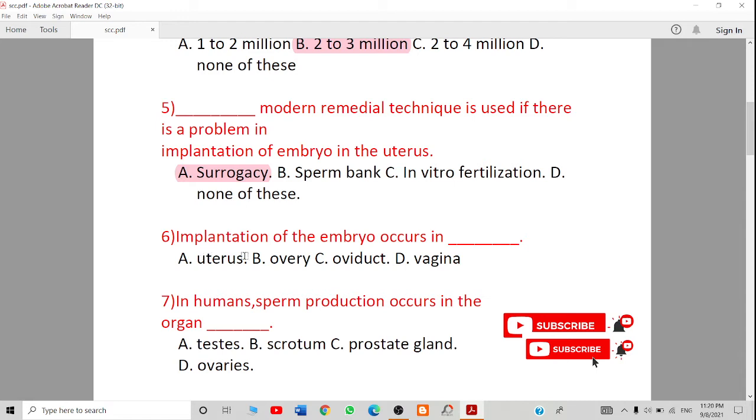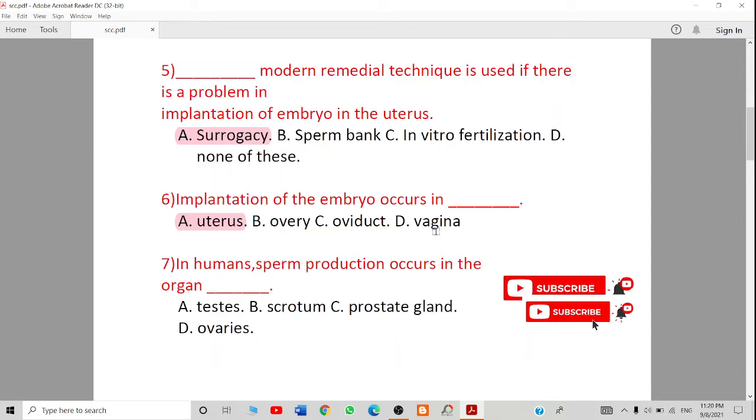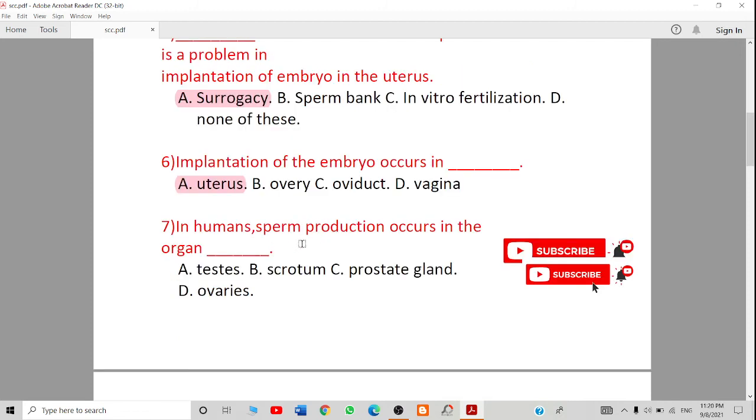Then, implantation of the embryo occurs in dash. Implantation of the embryo occurs in the uterus, not the ovary, oviduct, or vagina. They are all parts of the female reproductive system. Then in humans, sperm production occurs in which organ? In humans, the testis is the organ where sperm production occurs.